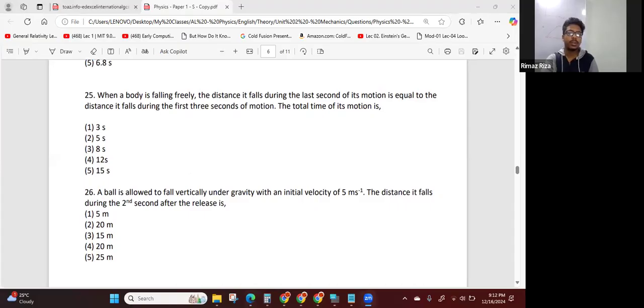It's not clear to me. If you can speak up, if you can use your mic, would be helpful. Otherwise, initial velocity and final velocity, so that we can get this. How can you find initial velocity?